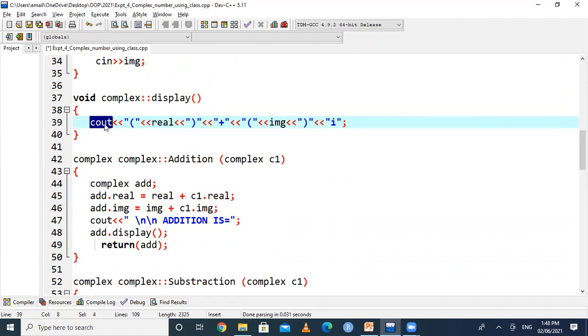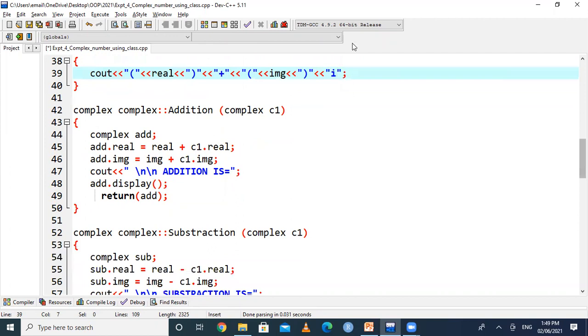In C++, we are using cout, and here we want to display the real part plus the imaginary part. Whenever we go for a complex number, the imaginary part is multiplied with i. So we are writing imaginary multiplied by i, and you get an output like 3 plus 4i. Here 3 indicates the real part and 4 indicates the imaginary part, multiplied with i. So this is the reading and display function definition.